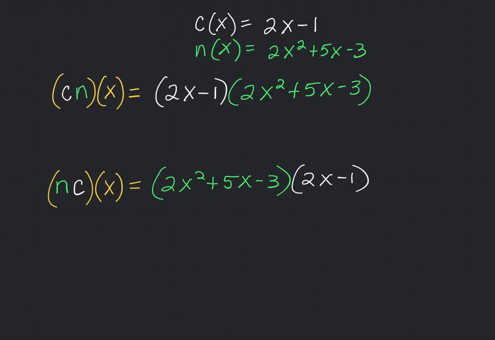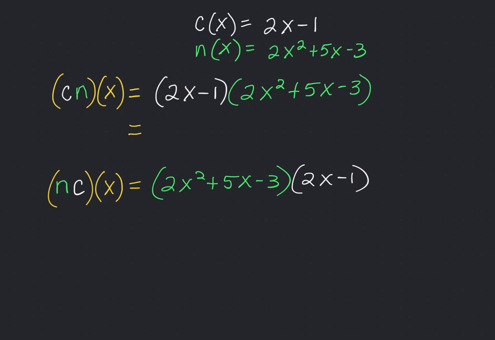Now, you should remember that when we are multiplying, the order does not matter in terms of which one we multiply first or put first in order. So I'm going to do the function c times the function n of x. So 2x minus 1 times 2x squared plus 5x minus 3. You could absolutely write the function n of x first and then multiply that by the function c of x. But I'm going to do it this way. So what do I get?